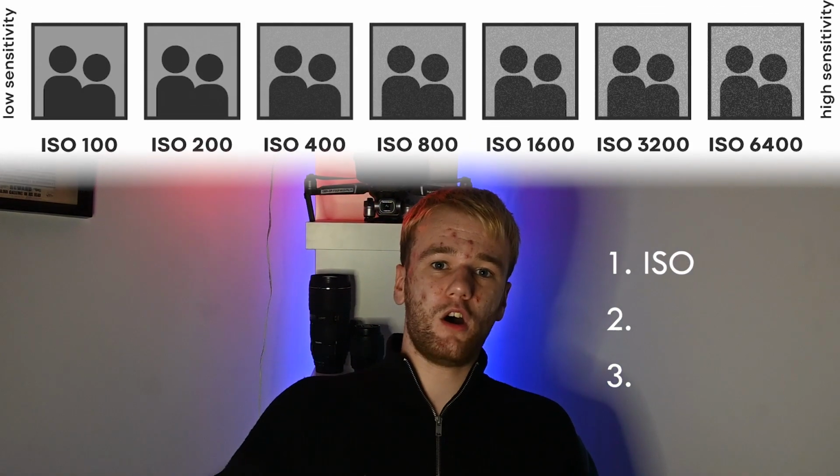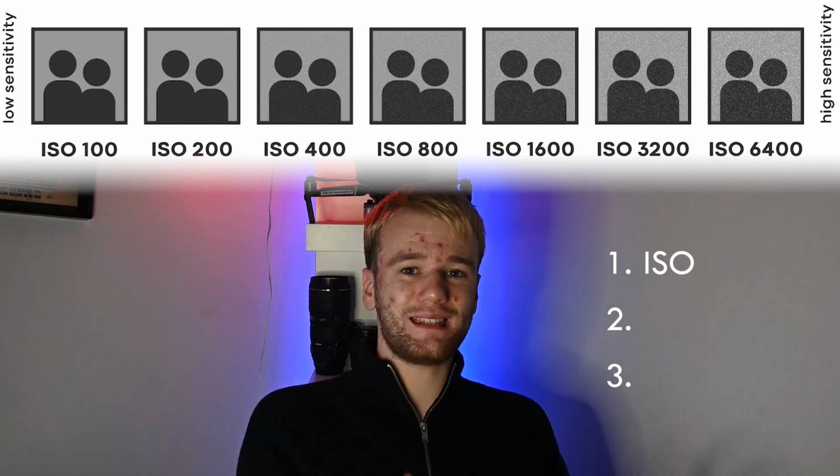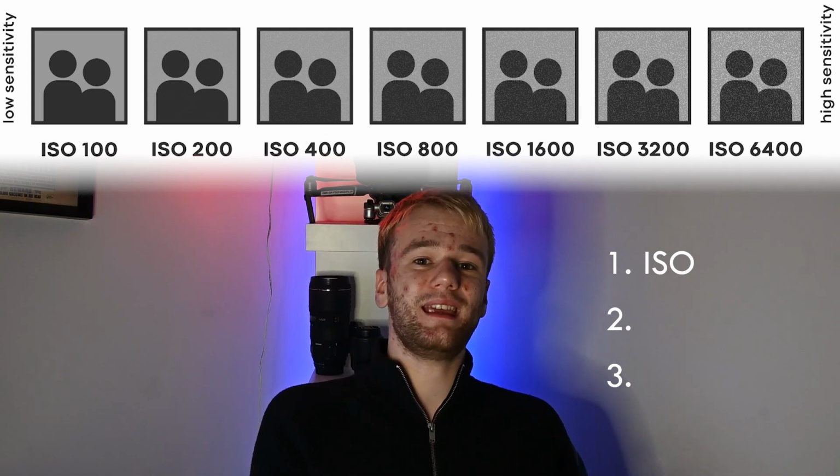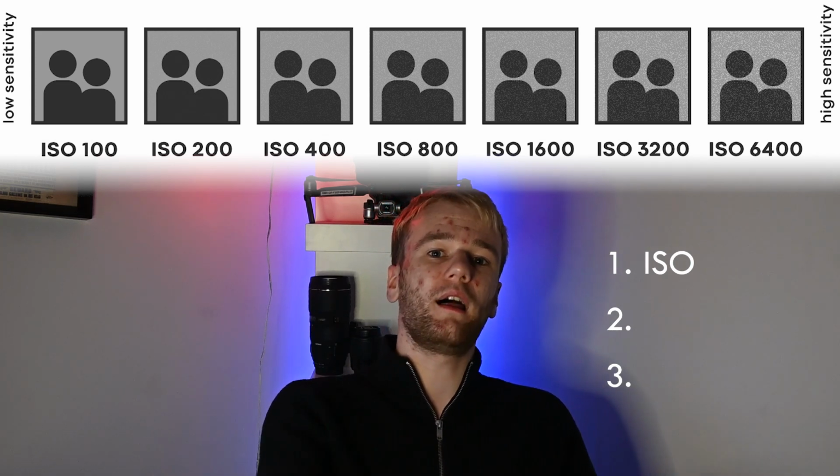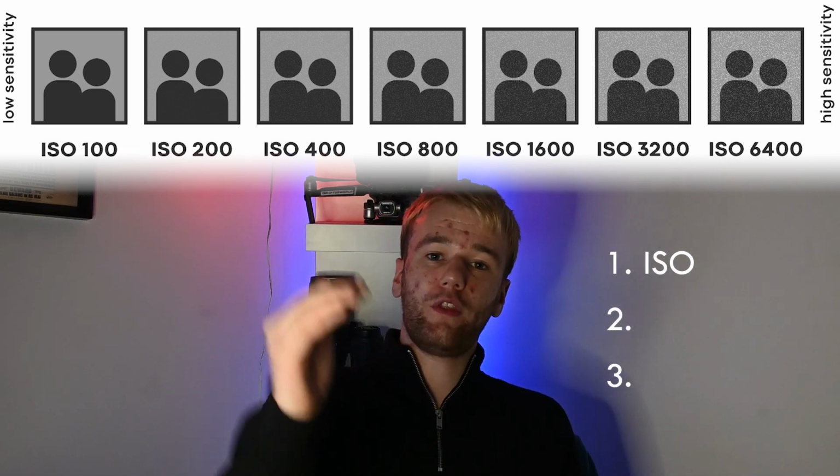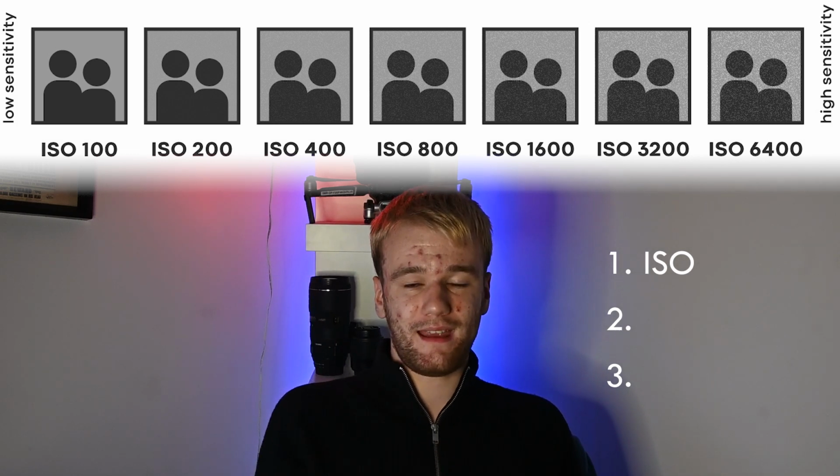There's 3 elements to controlling the camera. The ISO, which is basically how sensitive the sensor is to light. The higher you go, the more sensitive it is to light. The lower you go, the less sensitive it is to light.